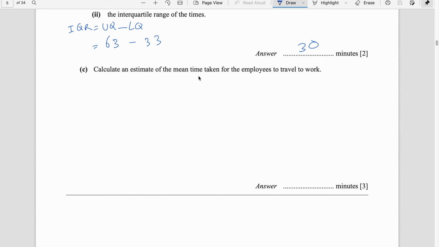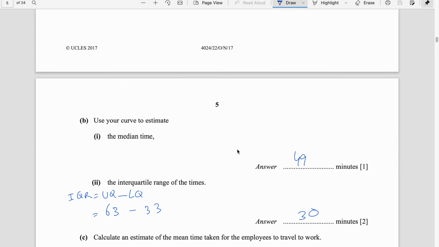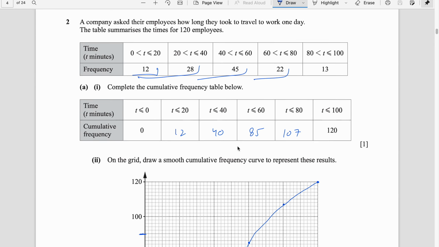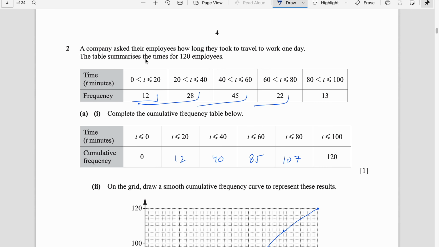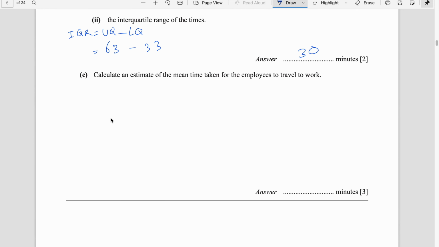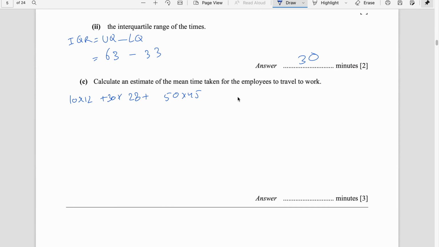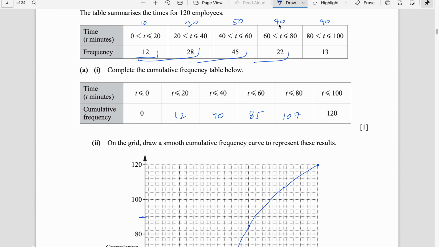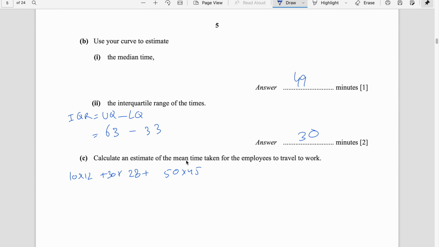Calculate an estimate of the mean time taken for the employees to travel to work. So for the mean time, what we need is the mid values of all these gaps. This is 10, 30, 50, 70, 90. 10 into 12, 30 into 28, so 10 into 12 plus 30 into 28 plus 50 into 45. What was the next value? 70, 22 and 90, 13.